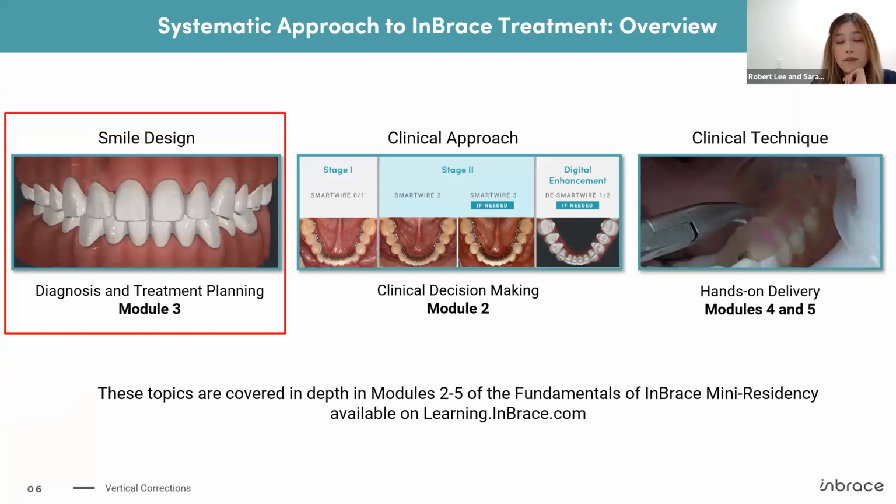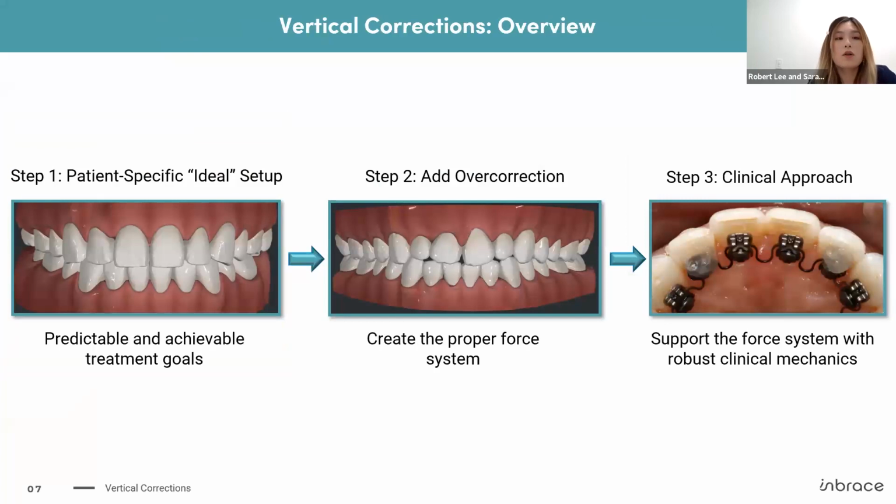First of all, we'll focus on the smile design. Whenever we approach our smile design, we want a patient-specific ideal setup, what you and your patient have gone over, to create predictable and achievable treatment goals. After that, you add in the overcorrections that are necessary to create the proper force systems. And then finally, we go through the clinical approaches, such as elastics and bite turbos, things that we do clinically chairside that will help support the force systems you've designed into your smile design.